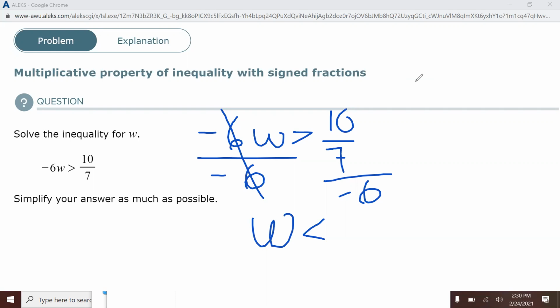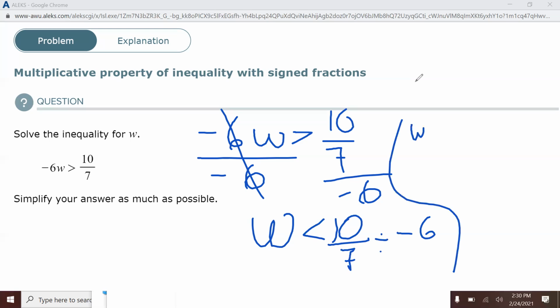The other thing we need to be mindful of is dividing a fraction by another number, which is a little messy. So we could rewrite that as 10/7 divided by -6. Or 10/7 multiplied by the reciprocal of -6, which would be -1/6.